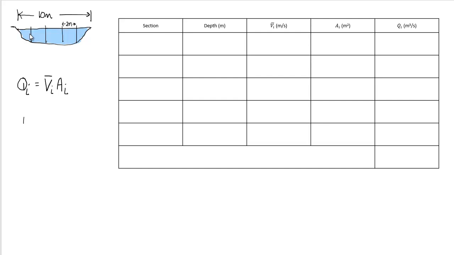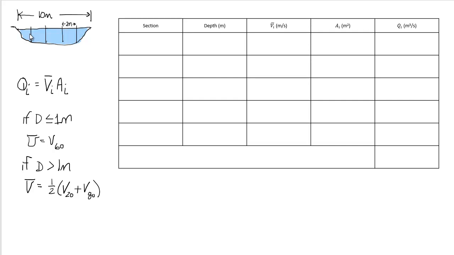If the actual depth is less than or equal to 1 meter, then we're going to estimate the average velocity as being the velocity at 60% of the total depth. If the depth is greater than 1 meter, then we're going to take the average velocity as the average of the velocity at 20%, V20, and the velocity at 80% of the total depth. So I'll show you how to do those.